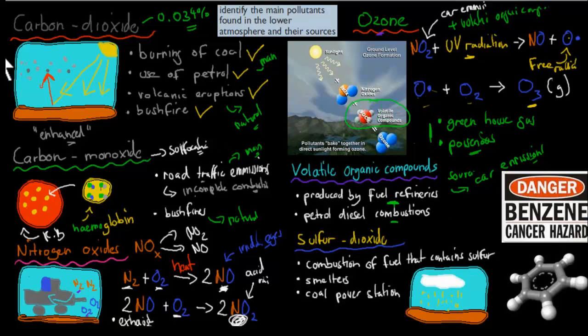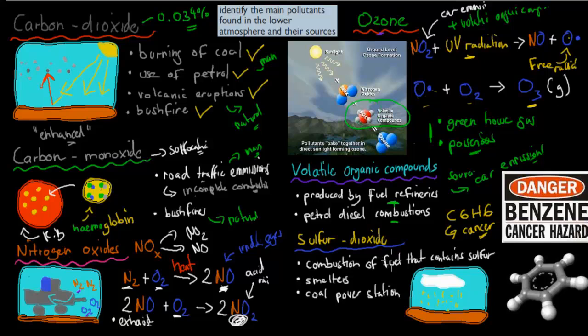Now, one example of a volatile organic compound is benzene, which is C6H6. And benzene, which is like a benzene ring, can cause cancer. So it's a carcinogen. It causes cancer, which is why it's a pollutant. And the sources are fuel refineries and petrol and diesel combustion, which happens in cars.